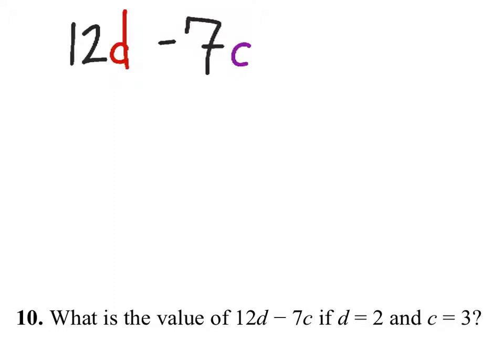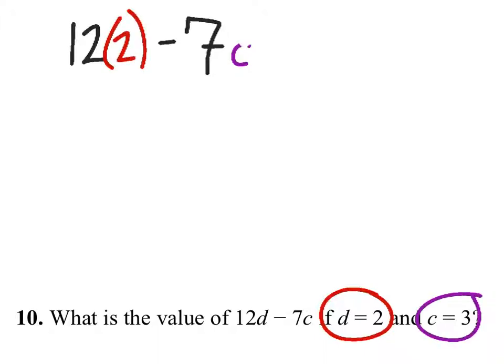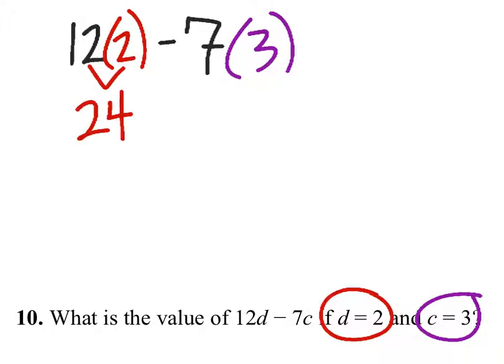Here we go. This is another one of those types of problems. We have a d value here on the bottom. d is 2, so I'm going to replace the d with 2. And then I got a c value down here, which is 3. So I'm going to replace the c with 3. So 12 times 2 is 24. 7 times 3 is 21. And this is subtraction. So 24 minus 21, I get 3.